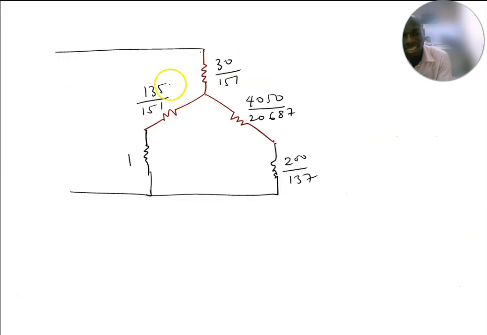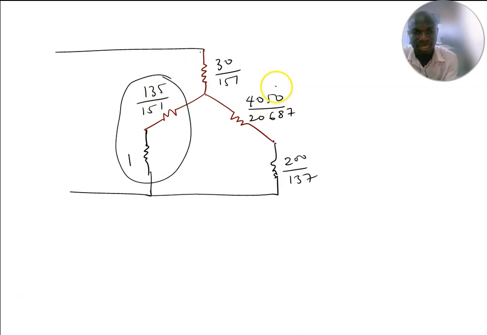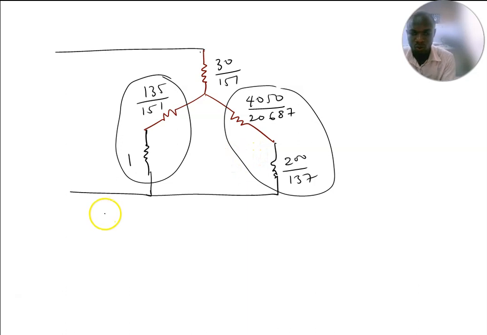Now you can see that they are very big numbers. So you can see that these 2 are in series now. You can combine it. These 2 are also in series. You can combine it. You get it? And once we combine them, you get a new circuit. So that circuit is going to be something like this.